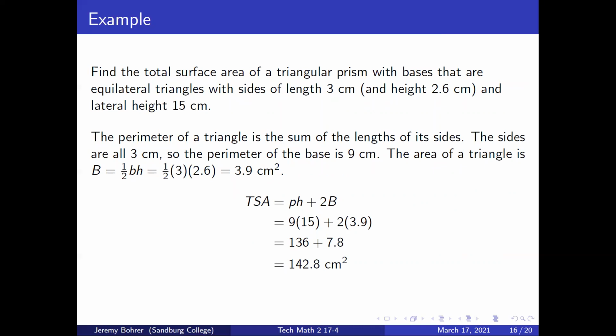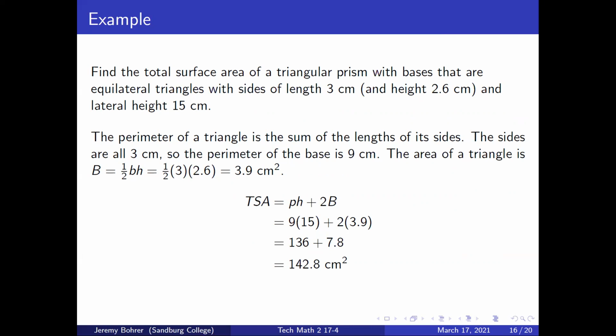Find the total surface area of a triangular prism with bases that are equilateral triangles with sides of length 3 centimeters and height 2.6 centimeters and lateral height 15 centimeters. The perimeter of the triangle is the sum of the lengths of its sides. The sides are all 3 centimeters, so the perimeter of the base is 9 centimeters. The area of a triangle is B equals 1/2 bh, which is 1/2 times 3 times 2.6, which is 3.9 centimeters squared.